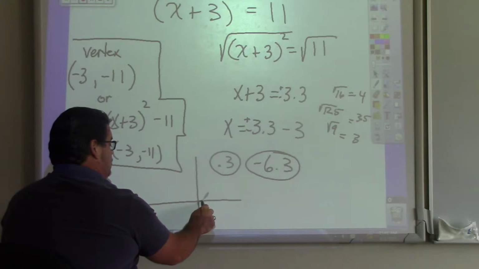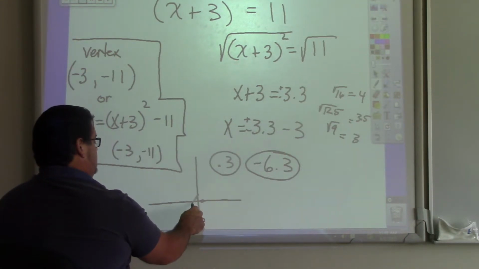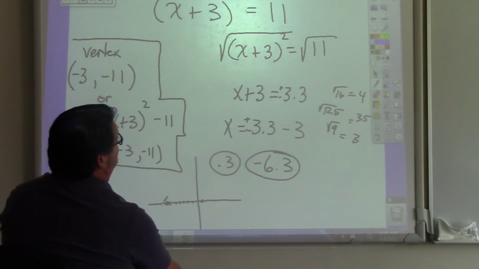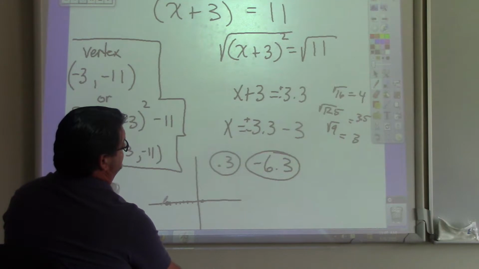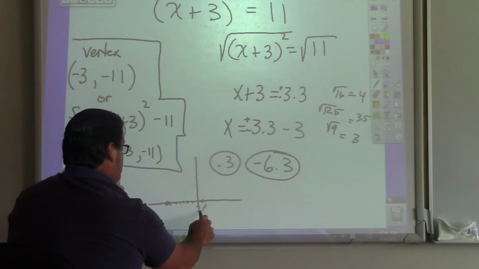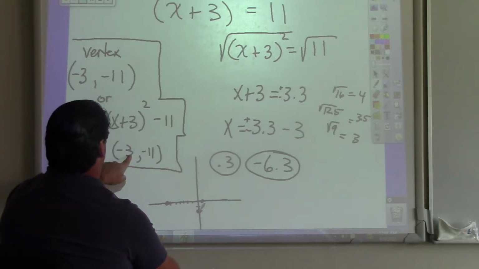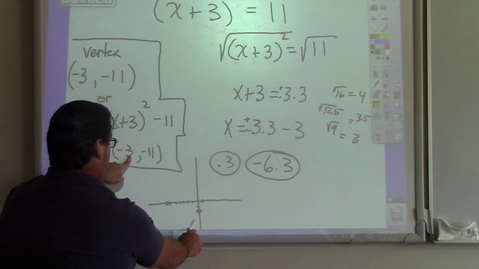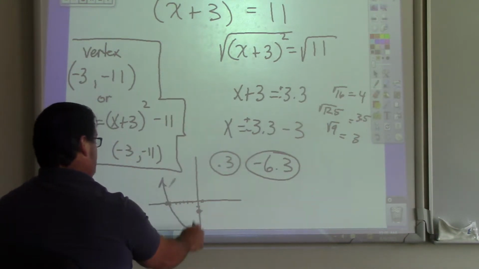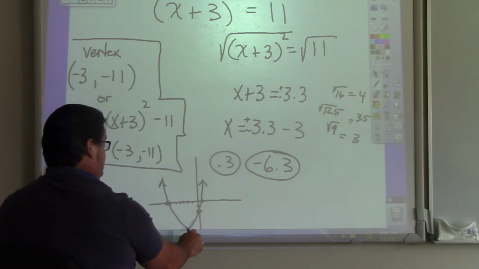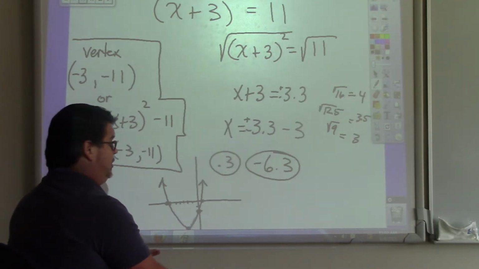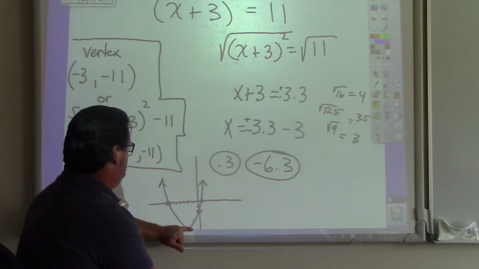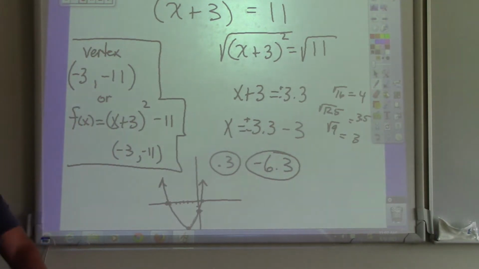3 is right here. Negative 6.3, 1, 2, 3, 4, 5, 6.3 is right here. What was my y-intercept? Somebody tell me. Negative 3, negative 11. No, y-intercept. y is negative 2. And our (-3, -11) is way down here. But see, now you can look at the graph and tell me what the domain and range is. Well, the domain is all real numbers. The range is from negative 11 to what? Infinity. And you can do these things all day long.